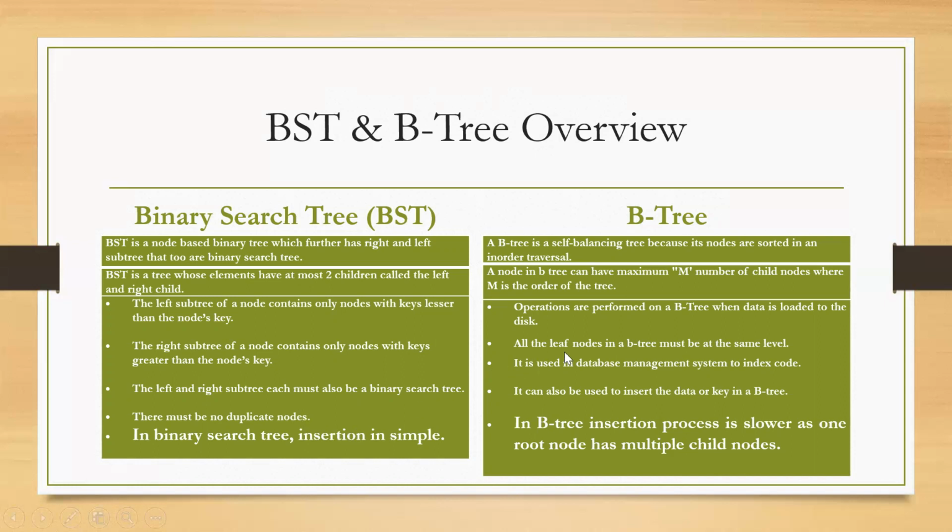But B3 is a self-balancing tree. It has the capacity to adjust itself in an in-order traversal manner. There is no limit to the number of children; the number is based on the order of the tree, unlike BST, which has two children. Operation is done when the disk is loaded. The leaves must be at the same level. It is used in database management to index a code, like you have an index and a pointer that points to the record. Insertion is usually slower in B3 because of the multiple child loads.